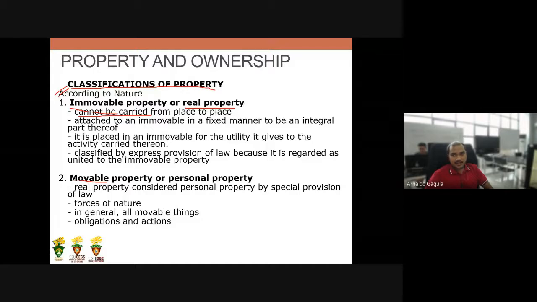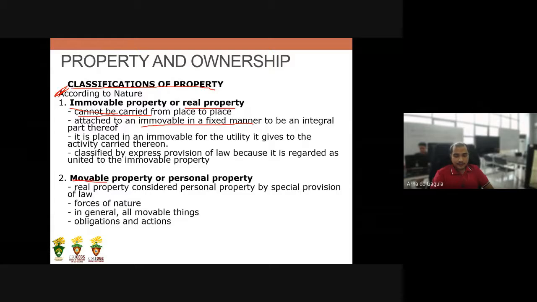Or paintings attached to your wall. That's considered immovable property. Though a painting is movable by nature, once you attach or fix it to a location which is immovable, it will be considered immovable property. So attached to an immovable or fixed manner to be an integral part thereof, it is placed in an immovable, or the utility it gives to the activity carried on thereon. So classified by express provision of law because it is regarded as united to an immovable property. So that's number one for the classification according to nature.